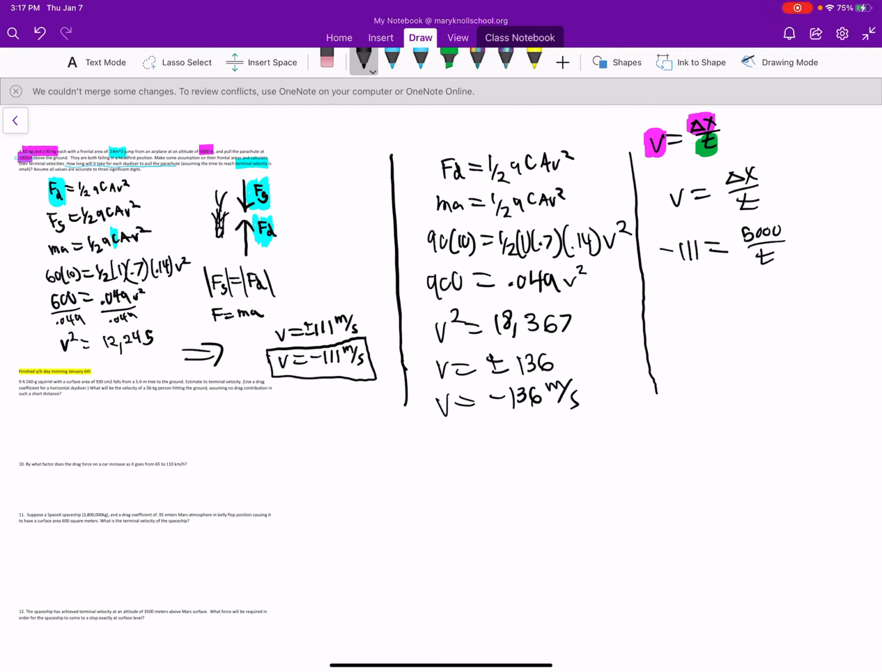I'm going to solve for time real quick. Negative 111 t, by multiplying by t on both sides. Now I'm going to divide by 111, and I get negative 45. Now that doesn't make sense, because that means that they pulled the parachute 45 seconds before they jumped out of the airplane, which makes no sense, right? So can you find the mistake I made?